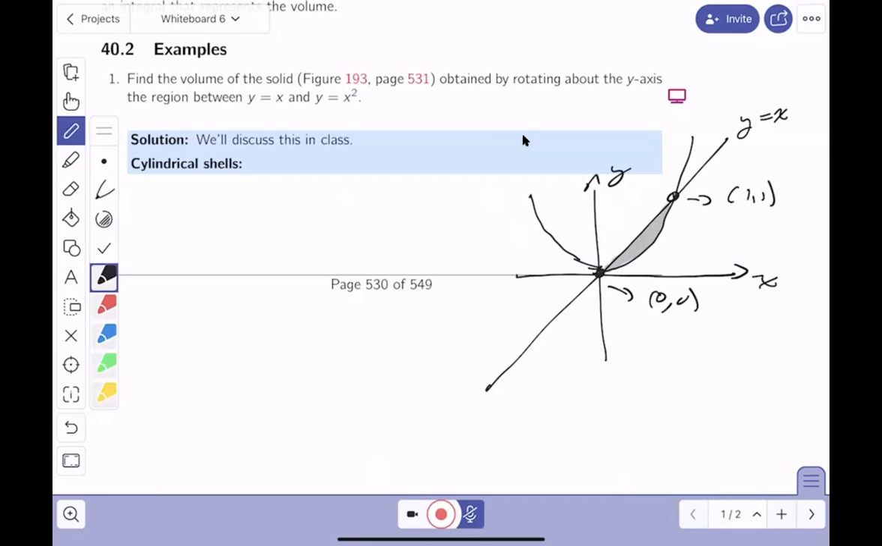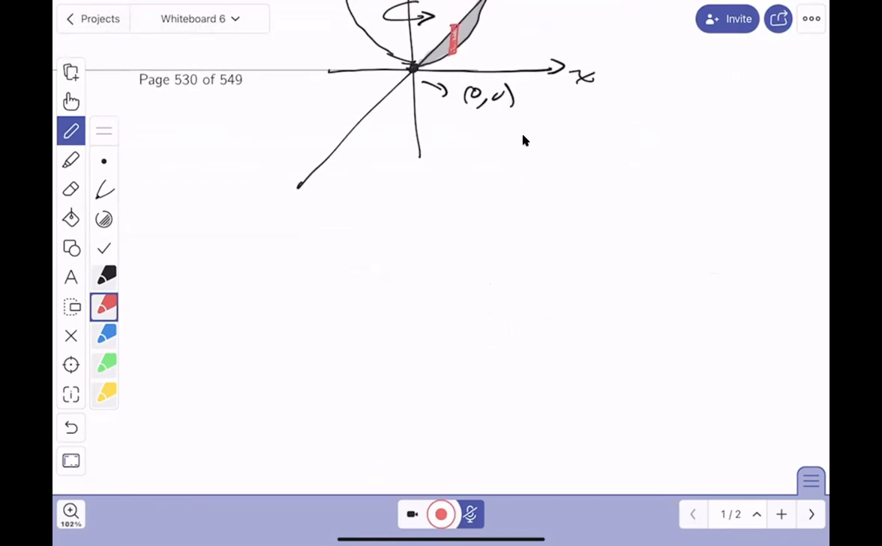Now, what are they going to do with this? They're going to rotate it about the y-axis. So they're rotating it like this. There's many ways to do the integration. It's going to be a volume problem. I'm going to say one way to do it is by a cylindrical shell. So what I'm going to do is draw a rectangle here. I'm always drawing rectangles when I do this. And what I'm going to do with that rectangle is rotate it. If you rotate that rectangle about the y-axis, you would see this shell.